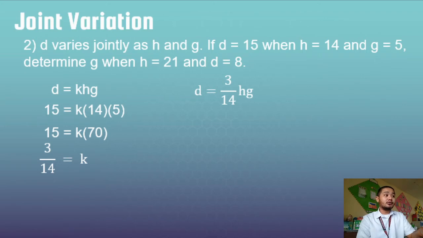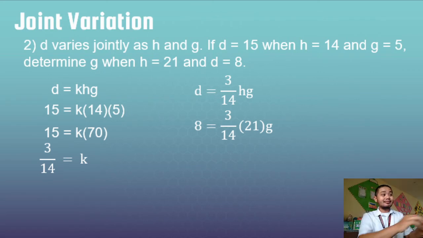Next, focus na doon sa task. Determine g when h is 21 and d is 8. So, ang gagawin natin dyan, naka-pause na sa screen natin, yung d, papalitan ng 8. And yung h, papalitan ng 21. So, ina-identify natin dito yung value ng g. Next na gagawin natin dito, pwede natin i-simplify yung 21 over 14. So, that can be 3 over 2.